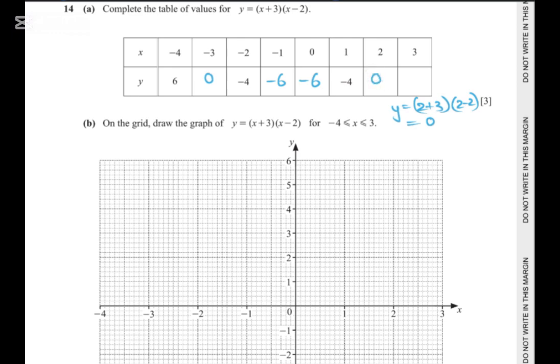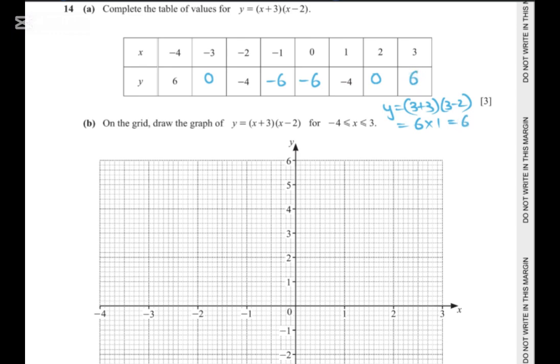Then next is 3. When x is 3, what is y? So y is equal to 3 plus 3 into 3 minus 2. 3 plus 3 is 6. 6 into 3 minus 2, which is 1, is 6. So this is 6.